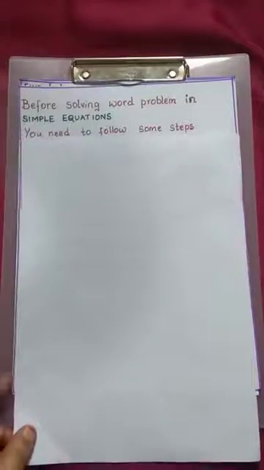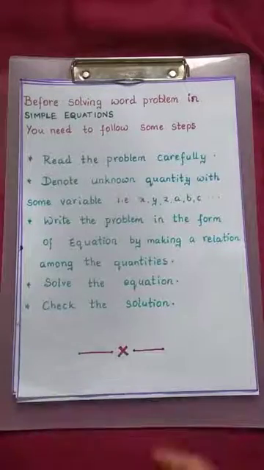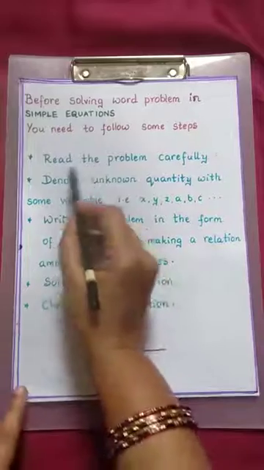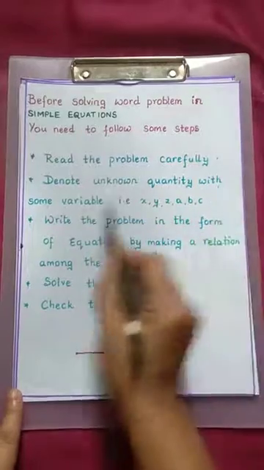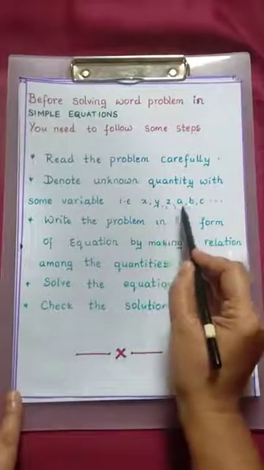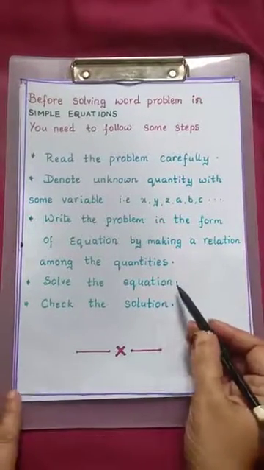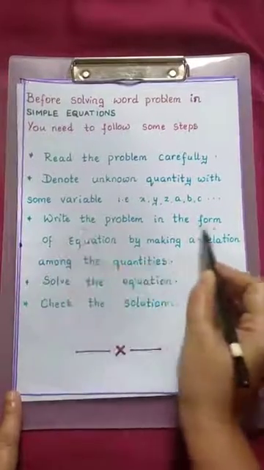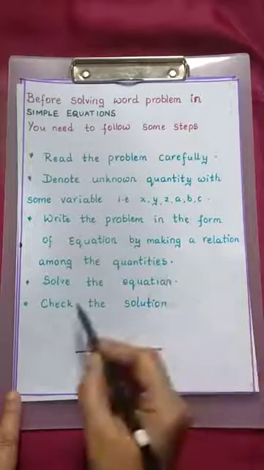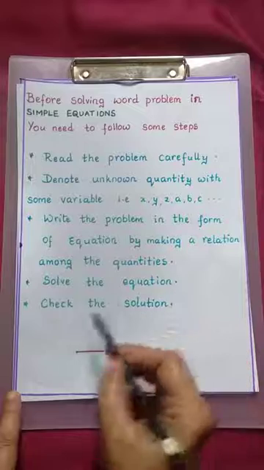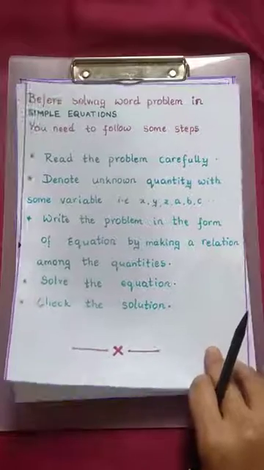Now before solving word problems in simple equations you need to follow some steps. You see the steps. First one, you have to read the problem carefully. Next, denote unknown quantity with some variable, that is x, y, z, a, b, c and so on. We have 26 alphabets, so you can use any lowercase letters. Next, write the problem in the form of equation by making a relation among the quantities. Then you have to solve the equation. Last, you have to check the solution. So following these steps, let us solve some problems.